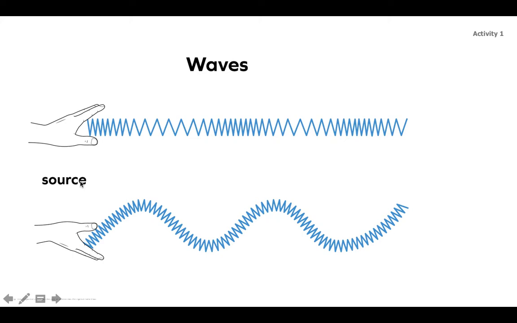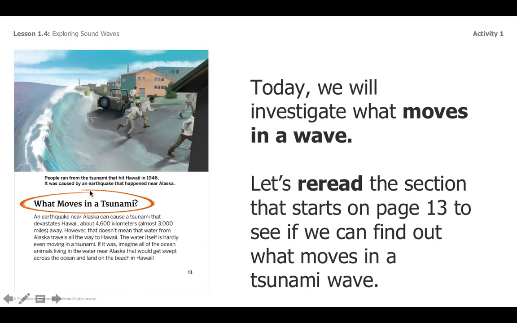So the source is what is creating the wave. The source is the hand pushing the slinky. And right here, the source was the hand pulling the rope up and down to make it move. So the hand was the source. So today we will investigate what moves in a wave.